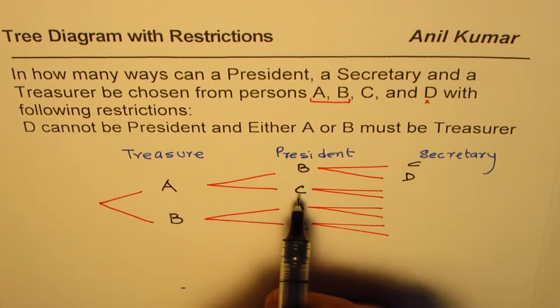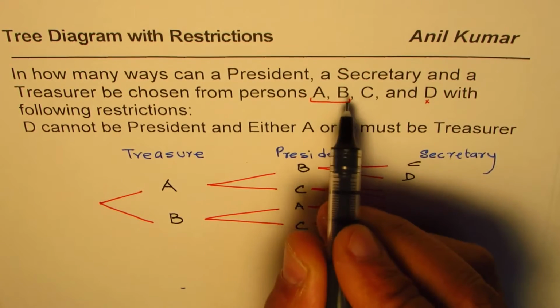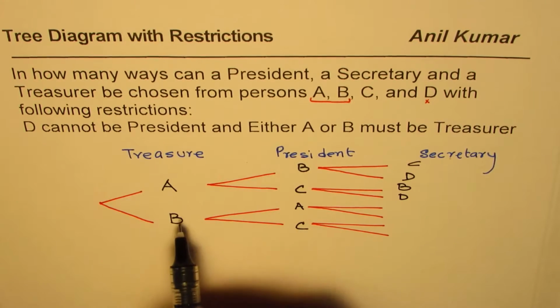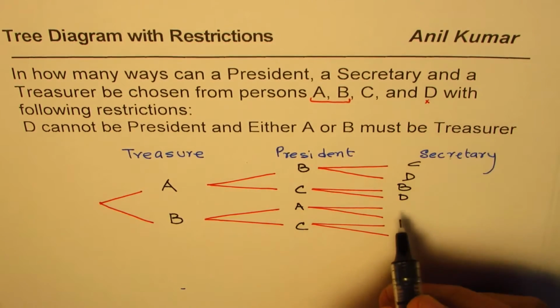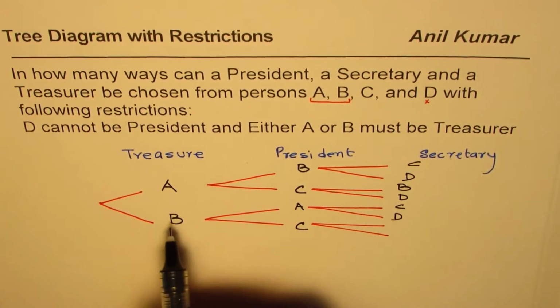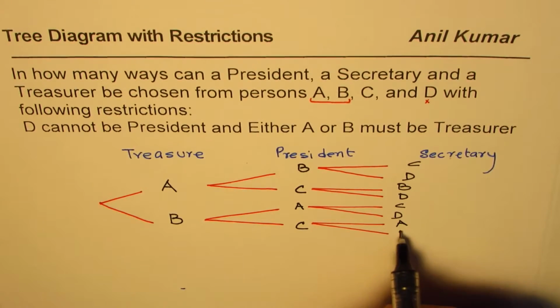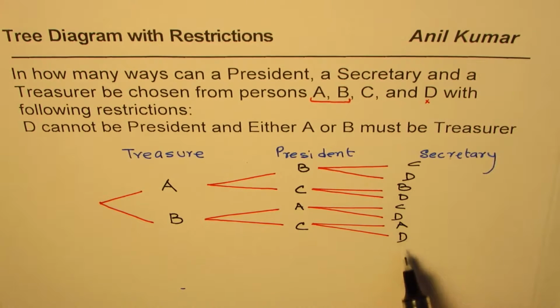If we select A, C, then we are left with B or D, right? So we are left with B or D. And if we have selected B, A, then we are left with C, D. If we select B, C, then A and D are left. So you could choose secretary from A or D, right? That's what we're trying to say.